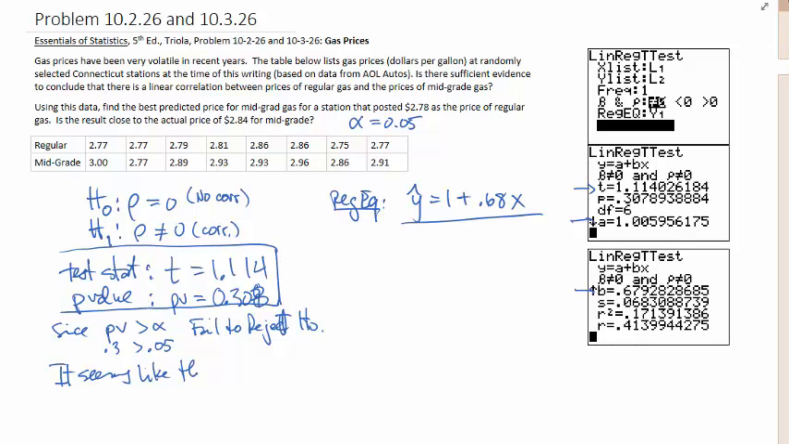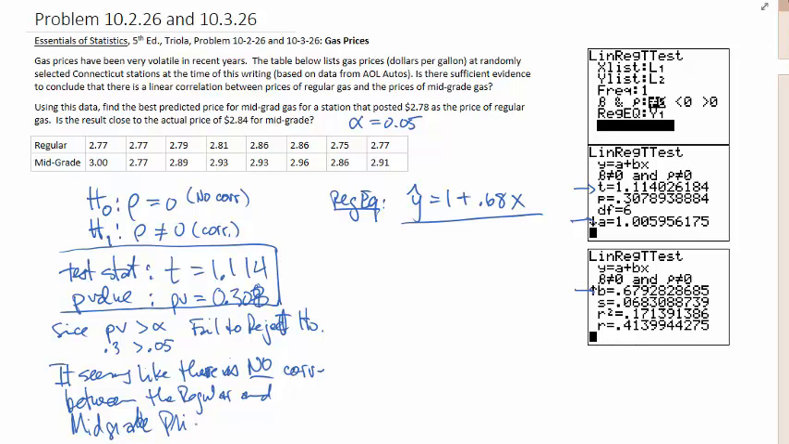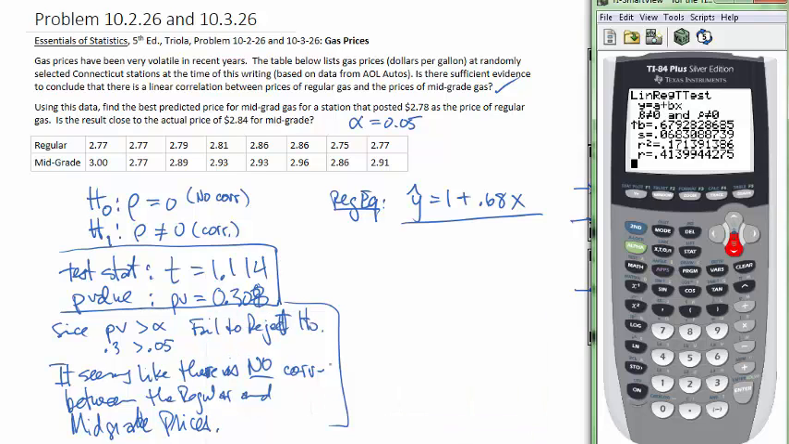Seems like there is no correlation between the regular and mid-grade prices. Okay, so that's our conclusion for this part, no correlation. And again, we kind of anticipated that with the scatter plot.